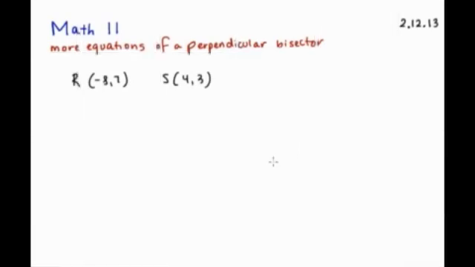So now I'm just giving you 2 endpoints, and I want you to find the perpendicular bisector of these endpoints. I'm not going to type it all up because it takes time, and I don't have a lot of time on my hands. So let's get right to it.